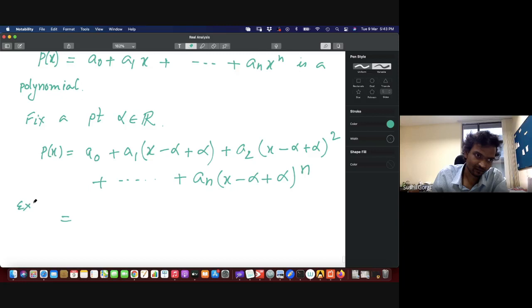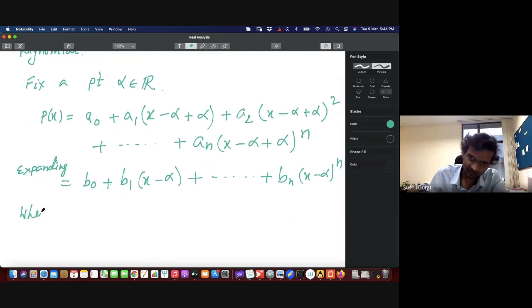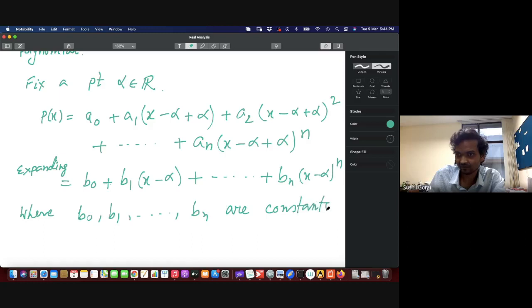Expanding the binomials, you get, maybe I should write it as b naught, since alpha is there: b naught plus b1 times x minus alpha plus, up to bn times x minus alpha to the n, where b naught, b1, up to bn are constants. Right? Can you write that?